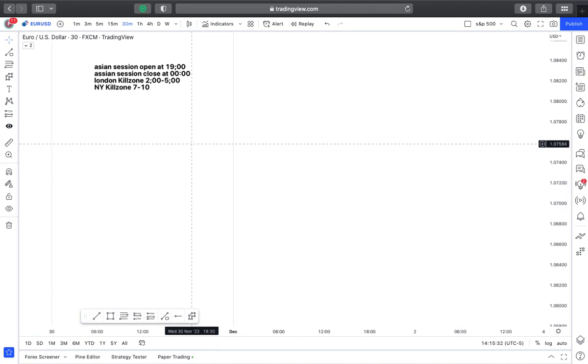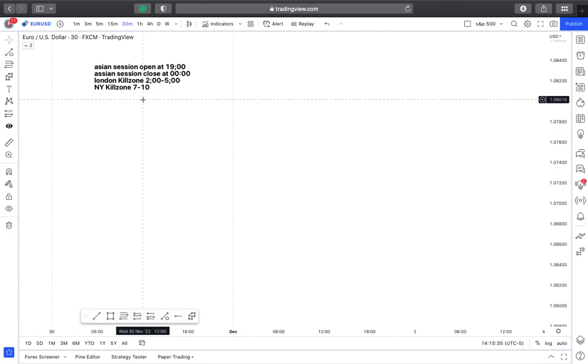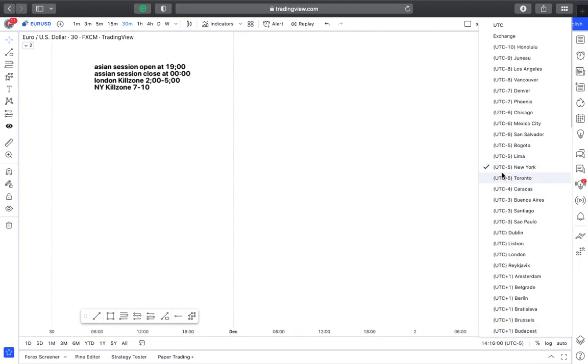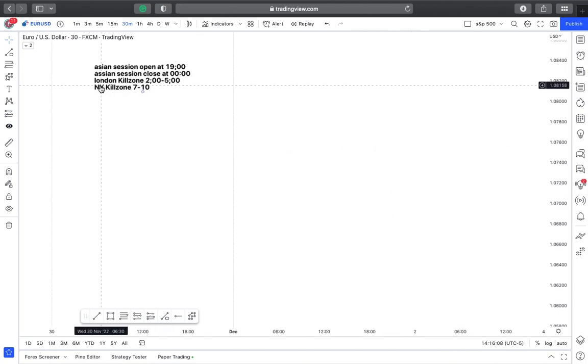Okay, so there is some timing written on the screen. You can take a screenshot of it. ICT has refined the London session to the London kill zone, which is 2 a.m. to 5 a.m., and the New York kill zone, 7 a.m. to 10 a.m. First of all, you will have to change the time zone to New York UTC-5. When you change this, this is the time you will get.